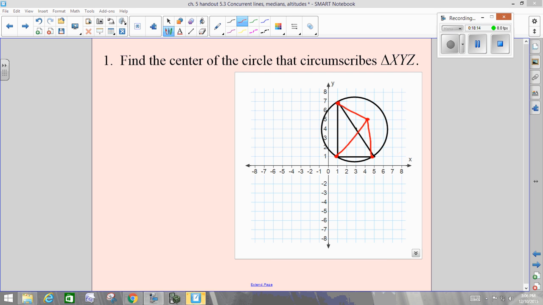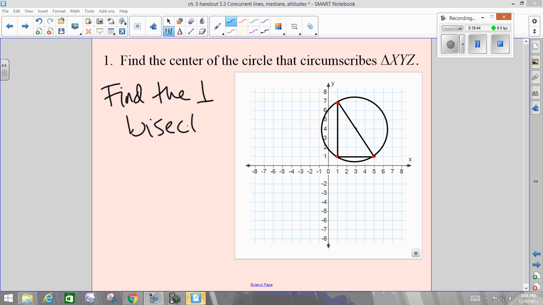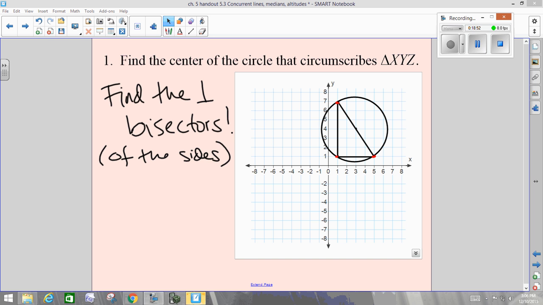So yes. Right. Okay, now flip it over so you're looking at theorem 5.6 and 5.7. Find the theorem that says some point is equidistant to the vertices. Which theorem talks about a point being equidistant to the vertices? 5.6. What's the beginning of that theorem say? The perpendicular bisectors, that's what we have to find. Go back to number 1 and write find the perpendicular bisectors of the sides of the triangle.